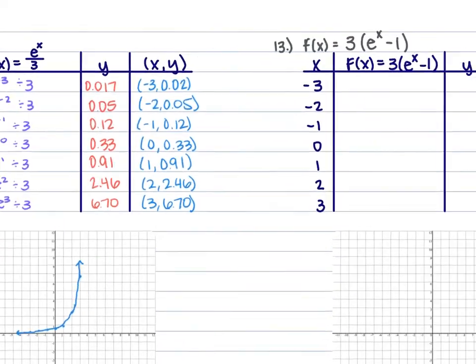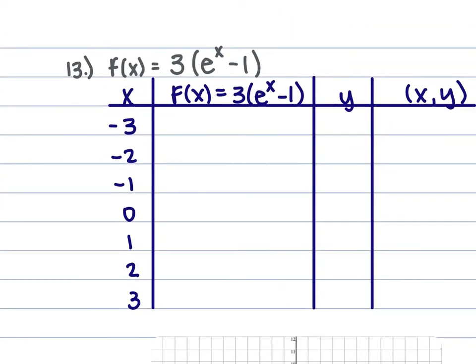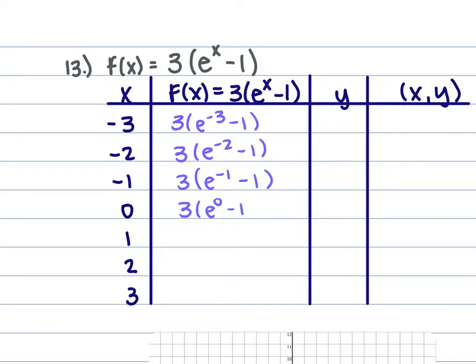For 13, we have f of x is equal to 3 times e to the power of x minus 1. So this is going to be 3 times e to the negative third minus 1, 3 times e to the negative second minus 1, 3 times e to the negative first minus 1, 3 times e to the power of 0 minus 1, 3 times e to the first power minus 1, 3 times e to the second power minus 1, and 3 times e to the third power minus 1.